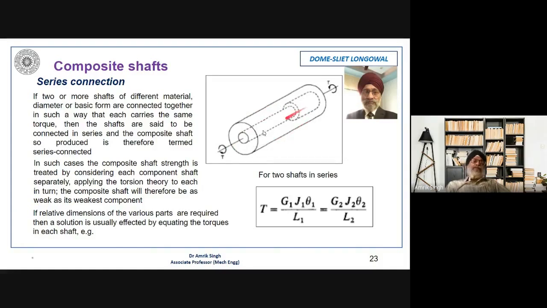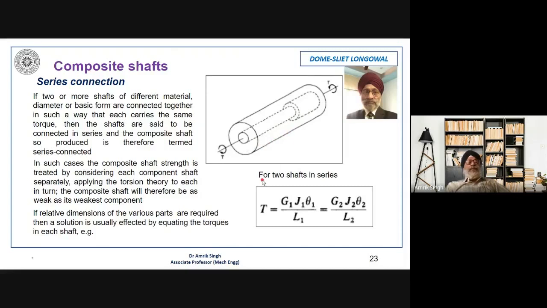So we have the two shafts, each having a different diameter and made up of different material. But the thing is that they are subjected to the same torque. So if two or more shafts of different material or diameter are connected together in such a way that they carry the same torque, then the shafts are said to be connected in series, and the composite shaft so produced is therefore termed as shafts in series.